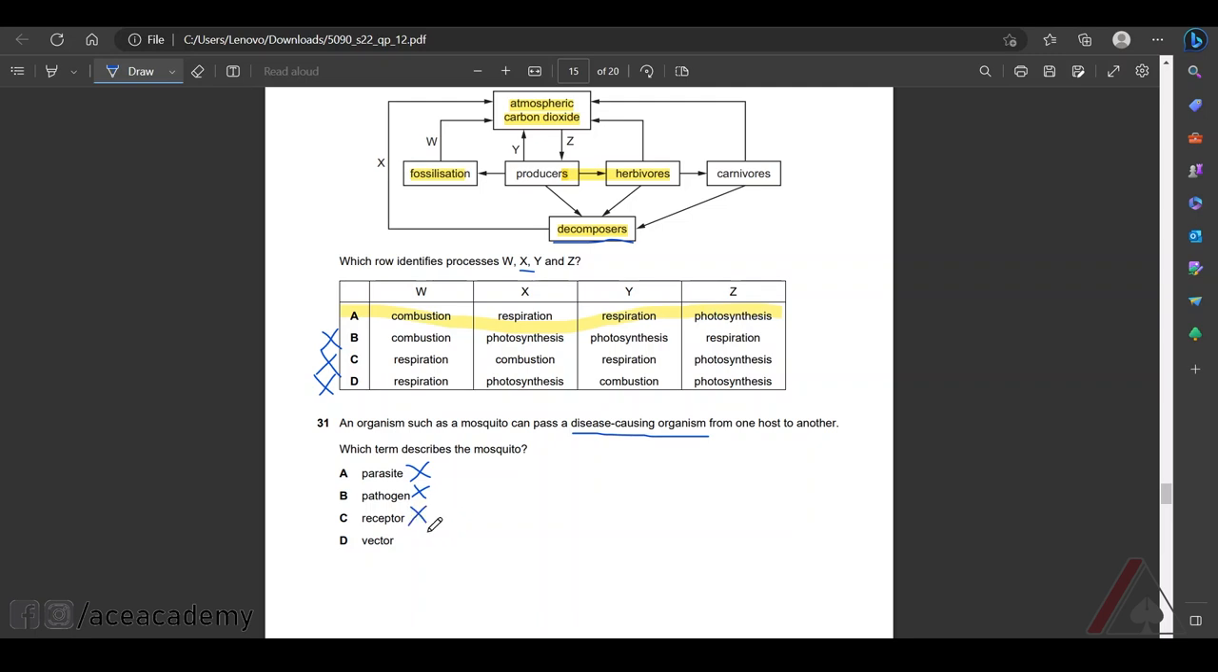They're clearly not receptors. Option D says vectors. Now, a vector is essentially an organism which carries and transmits the disease-causing organism without harming it. The vector and the pathogen don't harm each other. So out of all these terms, the vector is the one that most accurately describes the mosquito. Hence, our correct option should be D.